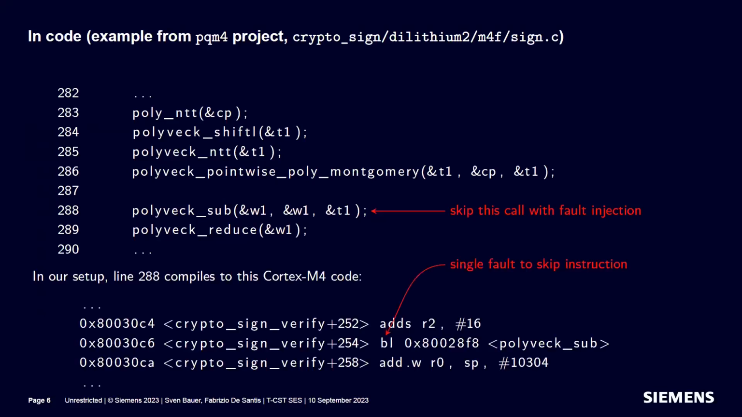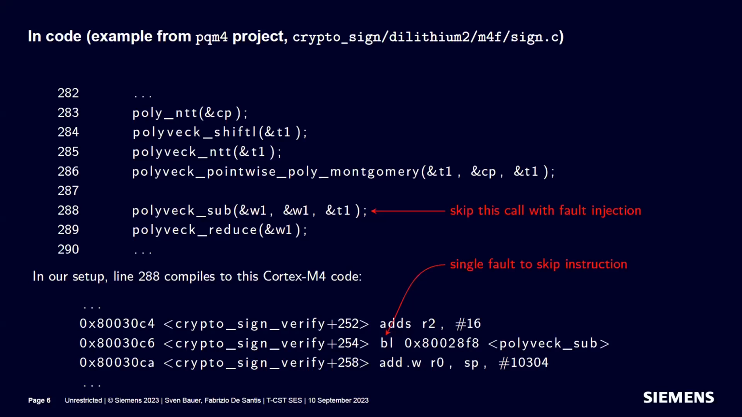And if we go one step lower, even down to machine code, then you see this is just a single function call here. If you can't read ARM assembly, this is just a function call, the BL. So skipping the subtraction just means you skip one single instruction, this BL instruction. And I think a few people have mentioned it today, this is a well-known effect of fault injection, a single instruction skip.